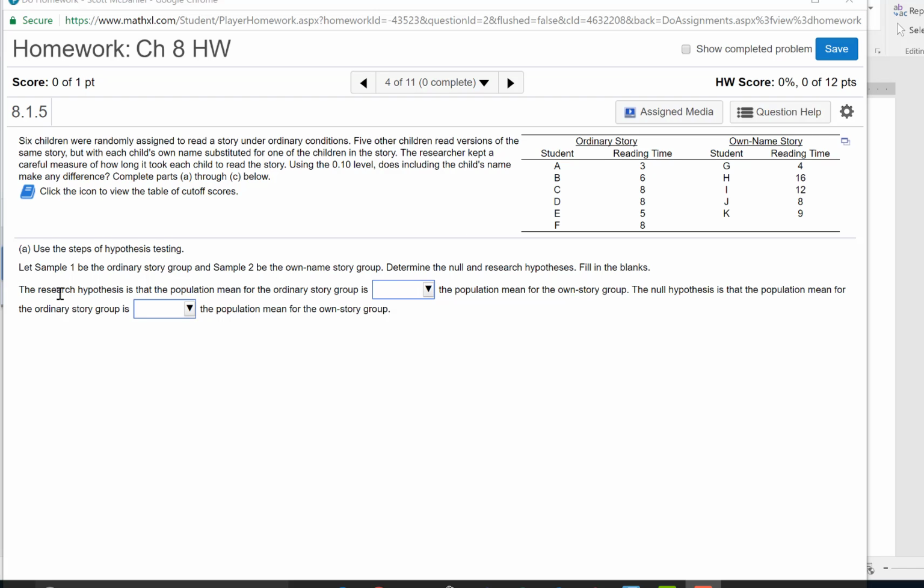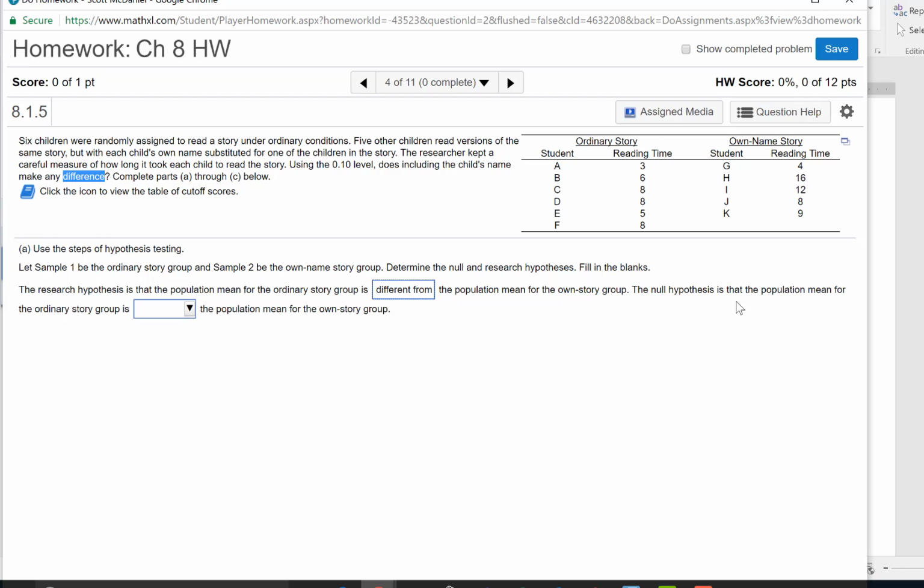Okay, so part A. Let sample 1 be the ordinary story group, sample 2 be the own name. So there we go. Ordinary is 1, own name 2. Determine the null and the research or alternative hypothesis. Fill in the blanks. The research hypothesis is that the population mean for the ordinary story group is, and here's where we look in the body of the problem, and it just says, does it make a difference? It never does speculate that one of the samples will have a less than or greater than. So we're just going to select is different from the population.